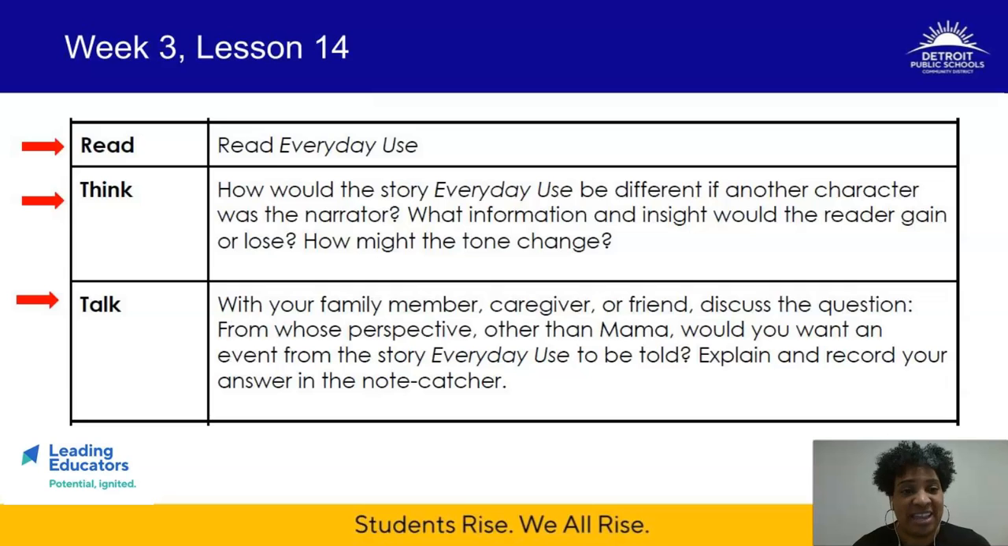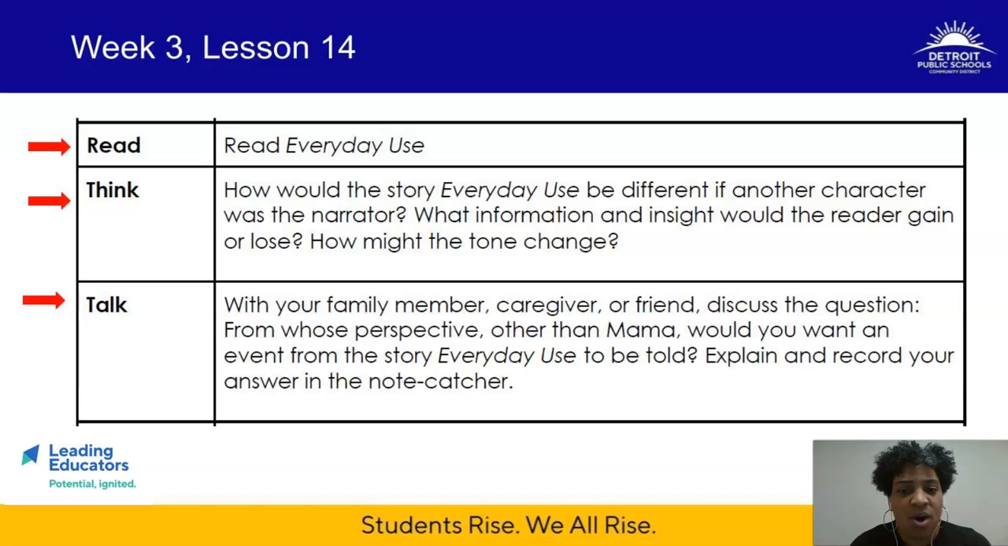So what I'd like you to talk about with your family member, friend, or caregiver is, other than Mama, who would you want to tell the Everyday Use story? What event from the story in particular do you have in mind that intrigues you as to how another character would have seen it or examined it? I want you to talk about it with them.